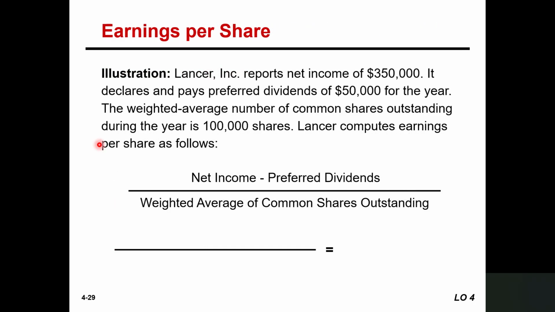So here's an example. Lancer Incorporated reports net income of $350,000. It declares and pays preferred dividends of $50,000 for the year. The weighted average number of common shares outstanding during the year is 100,000. Lancer computes earnings per share as follows. And so it has $350,000 in net income, less $50,000 preferred dividends, divided by the 100,000 shares, which will give you an earnings per share of $3.